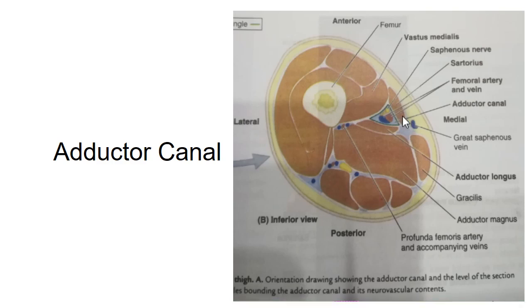Now look at its boundaries. The adductor canal is bounded anteriorly and laterally by the vastus medialis muscle. This is the vastus medialis muscle. It is bounded posteriorly by the adductor longus muscle. Adductor longus is forming the floor of this canal. Now talking about the roof of this canal, or the anterior and medial wall of this canal, it is formed by the sartorius muscle. It lies deep to the sartorius muscle. That is why this canal is also known as the subsartorial canal.